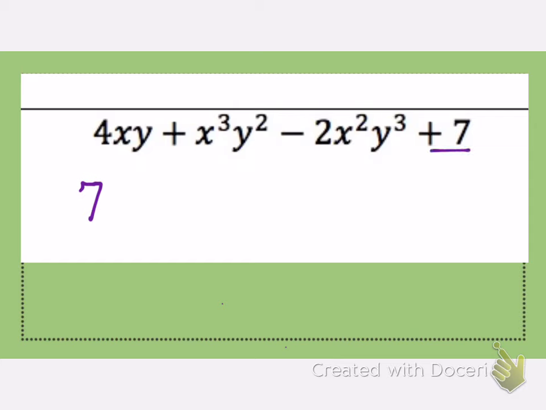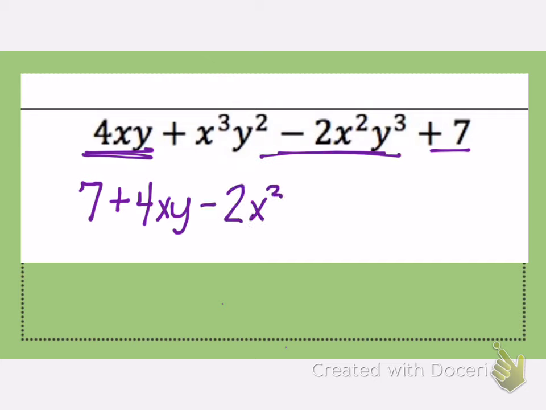And then looking for the lowest power of x, the next one would be plus 4xy, and then the next lower power of x would be x squared, and so minus 2x squared y to the third, and then the next power of x would be x to the third, so plus x to the third y squared.